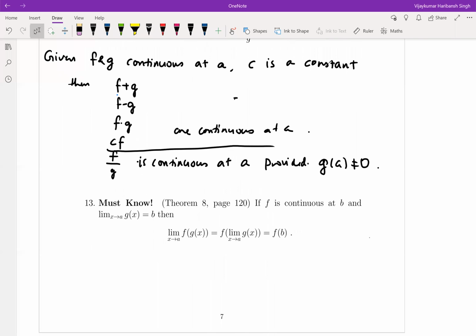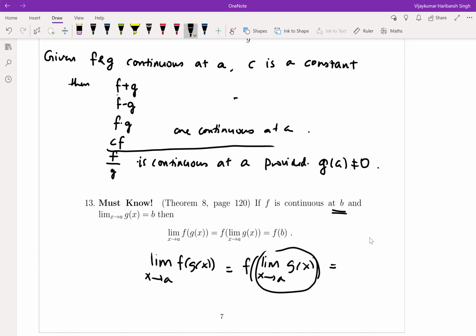Another interesting thing to know about continuous functions is the following. If you have f continuous at b, and the limit as x goes to a of g of x is b, then you can bring the limit inside the continuous function. So the limit as x goes to a of f of g of x is f of the limit as x goes to a of g of x. Your function f should be continuous at this limit for this to happen. And if the limit as x goes to a of g of x is b, then this is going to be f of b.